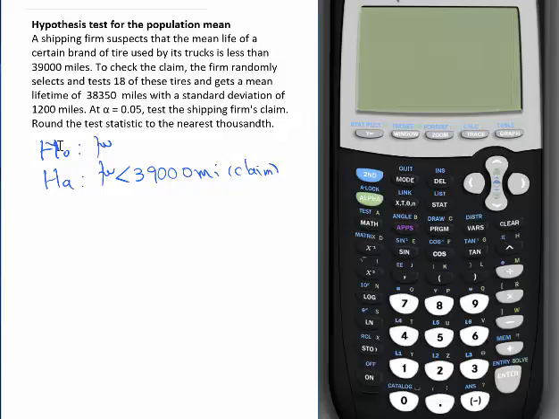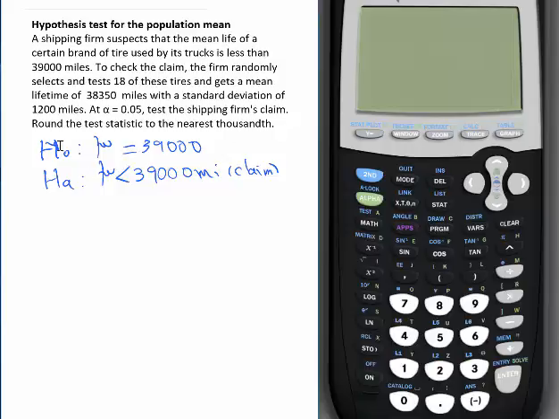Okay, for the null hypothesis, it's always the equal sign, so you put what? 39,000. The alternative hypothesis must have a less than, or greater than, or not equal to. Not the 3 of them, just one. How do you know which one? It depends on what the problem says.